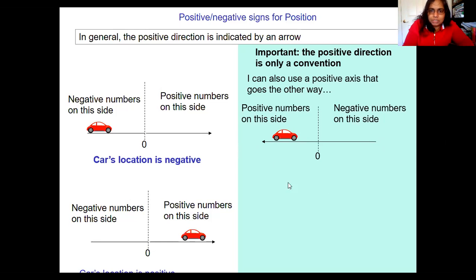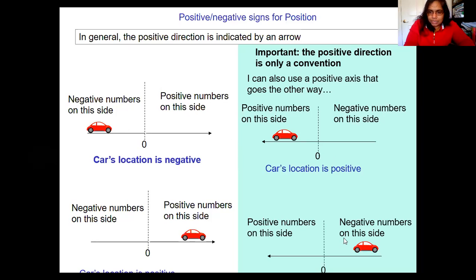Okay. So here, positive numbers are on this side and the negative numbers are on this side. So the car location is positive now. Now look at these two figures. They're kind of the same, right? The only difference is my arrow directions are different. This one is pointing towards the right, and this one towards the left. But the car position changes, whether it is positive or negative, depending on this direction. So here, the car's location is negative. Over here, the car location is positive.